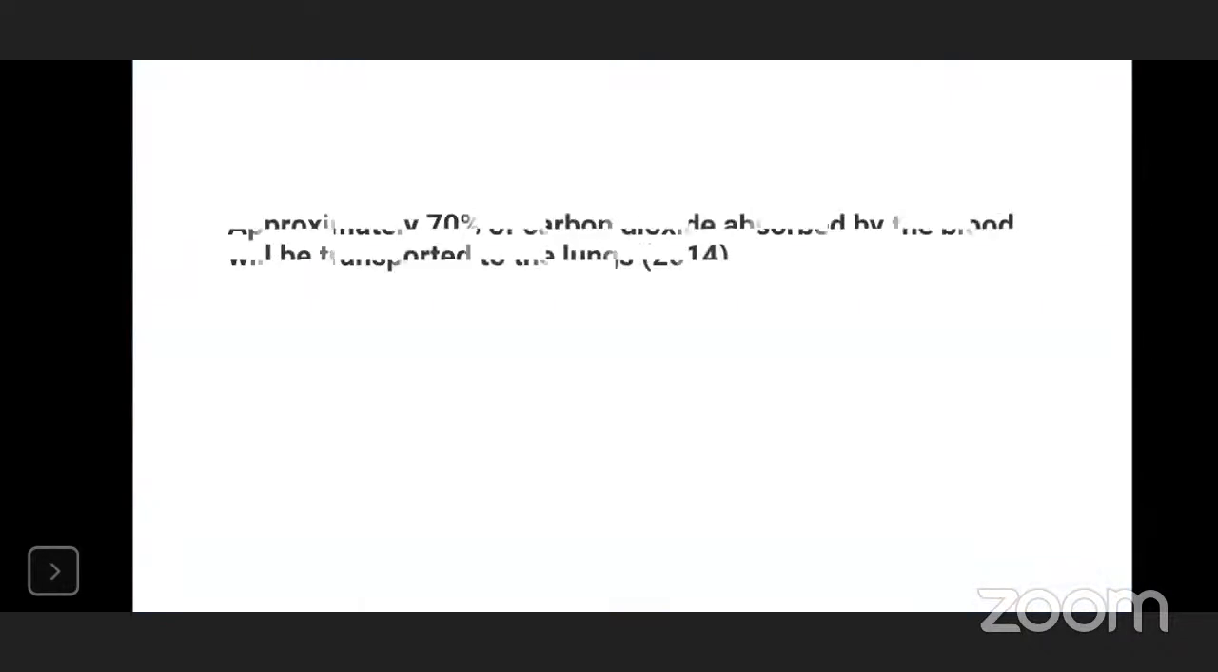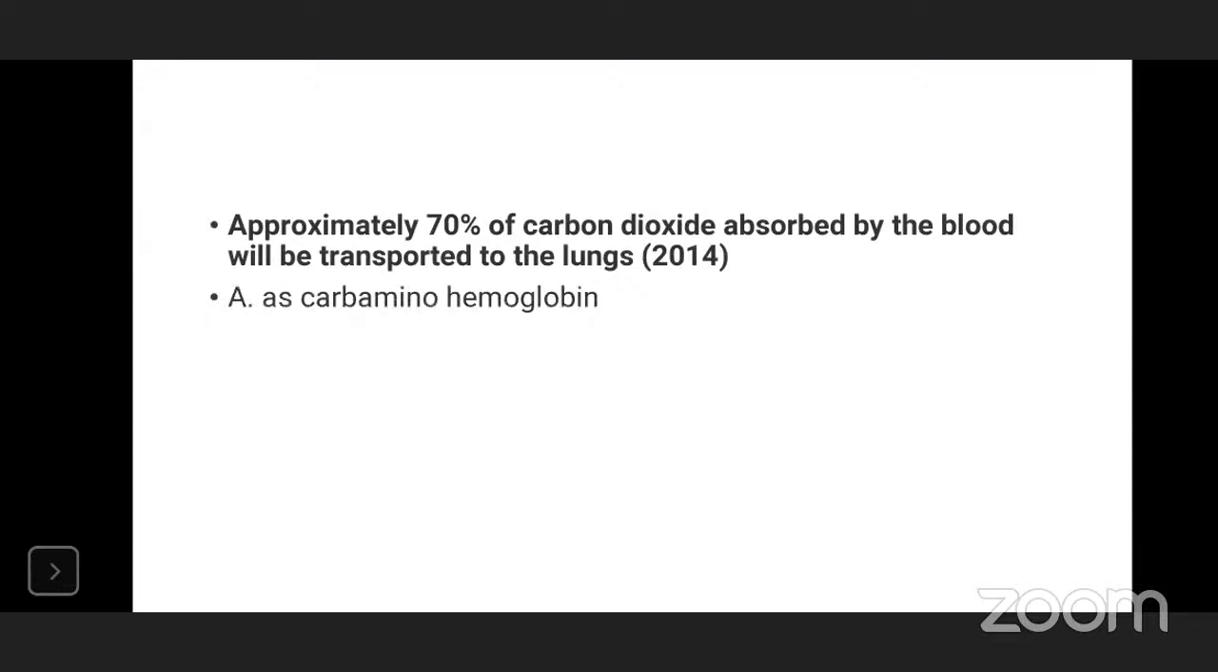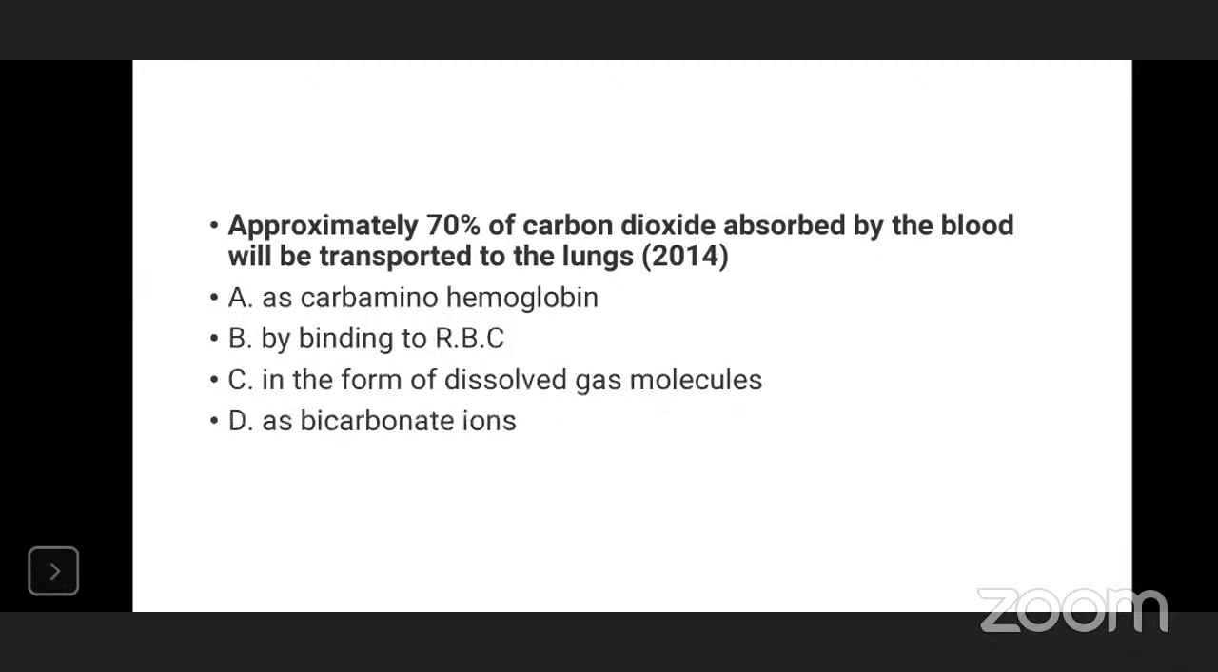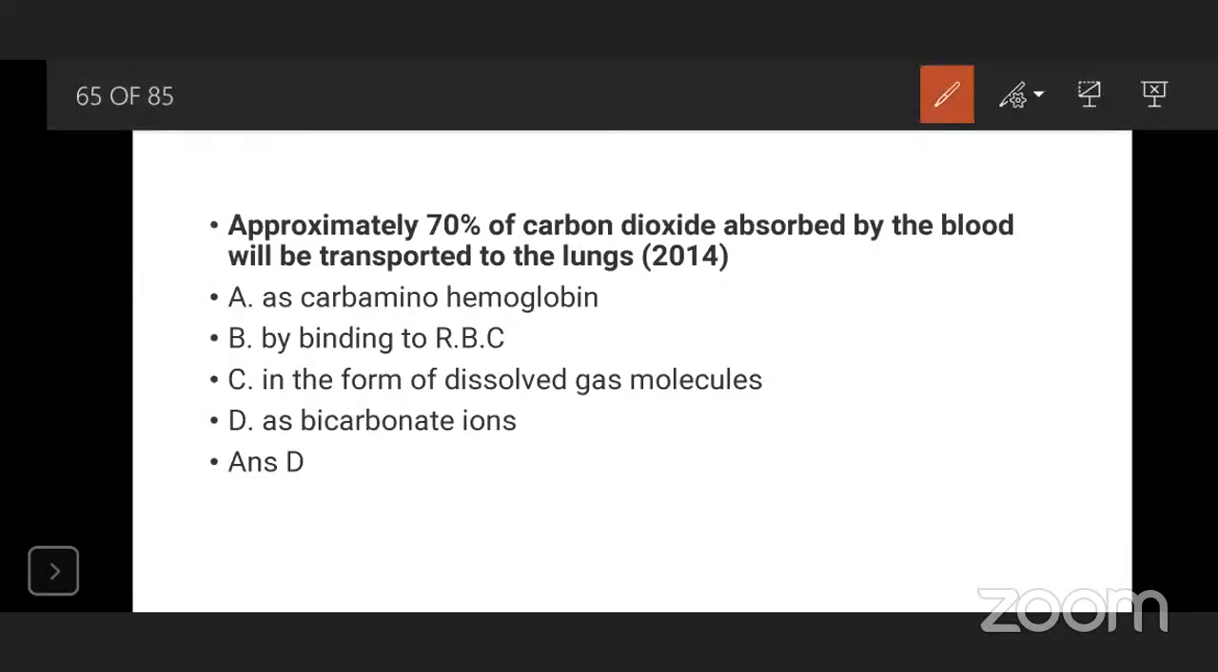Okay. Next, we will discuss some of the questions related to this. Approximately 70% of carbon dioxide absorbed by the blood is transported to the lungs as carbaminohemoglobin, or dissolved gas, or as bicarbonate ion. What we have seen is that the highest amount, 70%, is transported in the form of bicarbonate ion. Only 7% is dissolved in the plasma and only 10% is with carbaminohemoglobin.